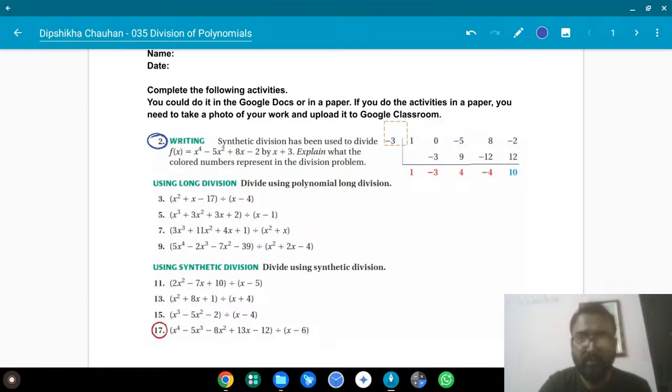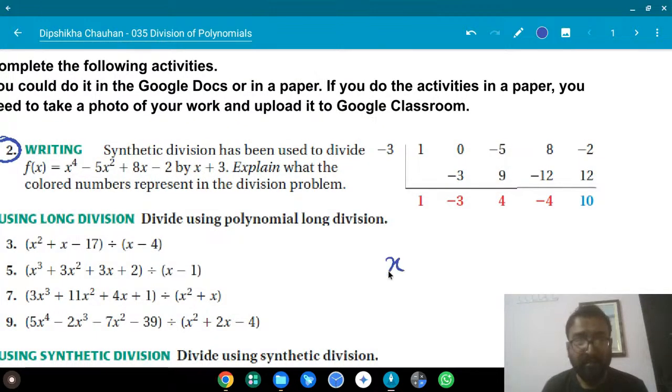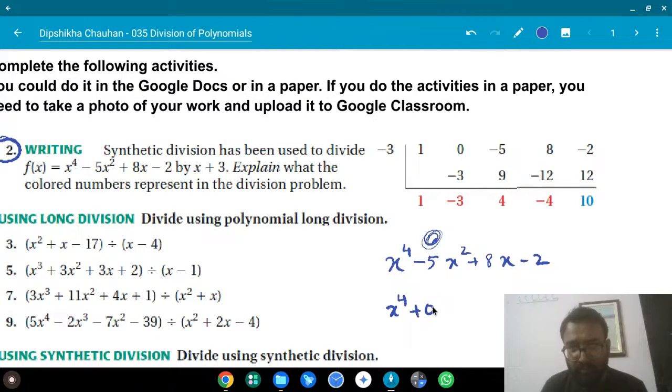Okay. And then after that, we have to take the coefficients in a formal way. In a formal way means in a standard way, which is x power 4 minus 5x square plus 8x minus 2. But there is one term missing. Can you see? After x power 4, actually, there must be x power 3. So we have to make it 0 x power 3. 0 into x power 3 minus 5x power 2 plus 8x minus 2.